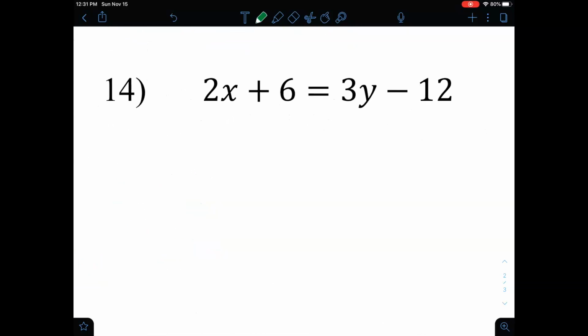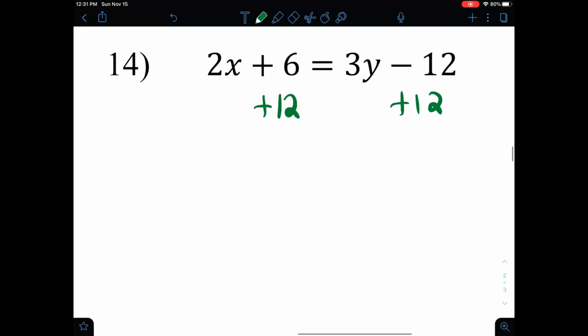All right, number 14, 2x plus 6 equals 3y minus 12. We need to get that 3y by itself. What's the first thing to do to get y by itself? So we need to add 12 to both sides. And I'm not going to add 12 to the 2x or to the 6. Which one's like terms? The 6 is like terms. I'm not going to add 12 to 2x. That's not going to make sense. I'm going to flip it around now. We'll do 2x plus 18 equals 3y.